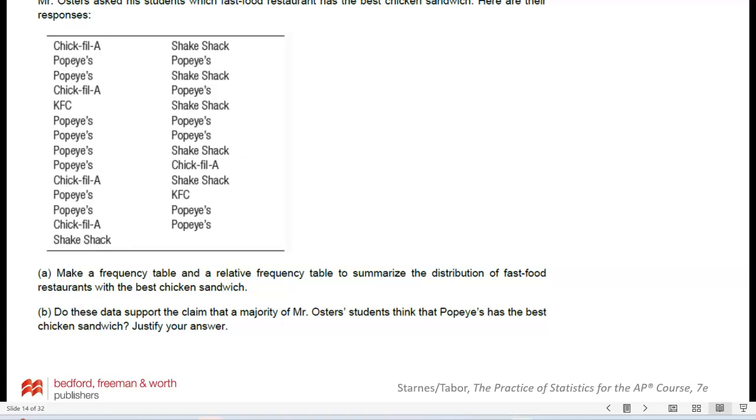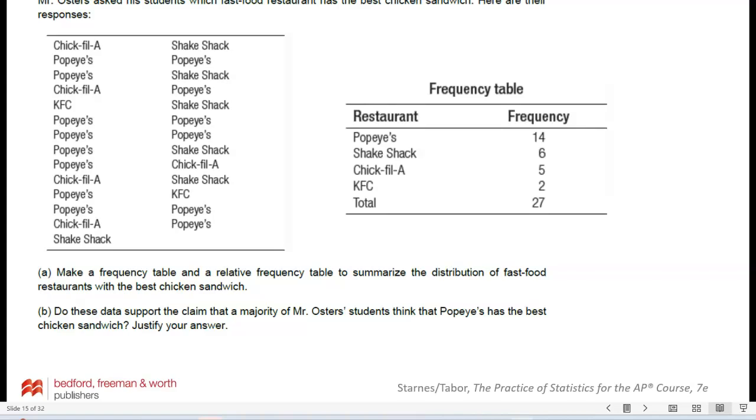Okay. So make a frequency table and a relative frequency to summarize the distribution of fast food restaurants for the best chicken sandwich. So you would count them up, out of how many there are, how many of those. What's the frequency of Chick-fil-A? 1, 2, 3, 4 Chick-fil-A's out of a total of, are there 5? 1, 2, 3, 4, 5. There are 5 out of the total of 27.